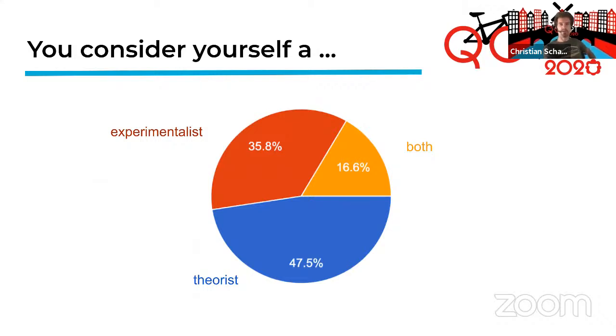This we've also shown at the opening event. We asked you while registering what you consider yourself, and if you take experimentalists and people who consider themselves both theorists and experimentalists together, then it's roughly 50-50. And I think this is what is usually the case at QCrypt. So this is not so different from previous years. It's a bit more theory, but together it's about 50-50. And this is also one of the goals of QCrypt, to bring these two communities together. So in that sense, we're still managing very well.